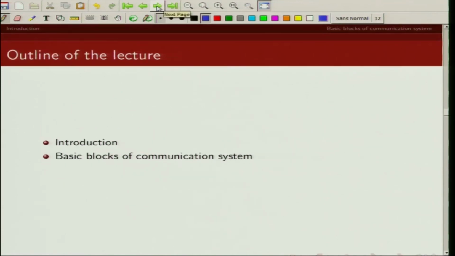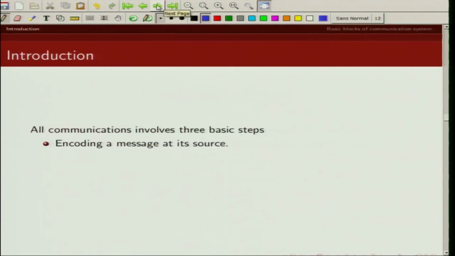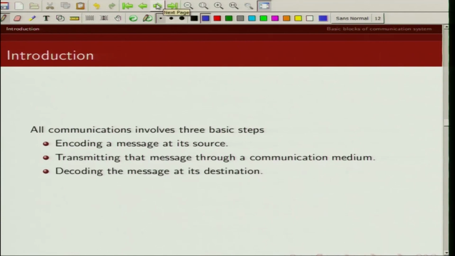So let us look at a block diagram of a communication system and see what problems information theory deals with. So what are the various steps involved in communication? We can roughly say that communication involves 3 processes. The first is encoding a message.